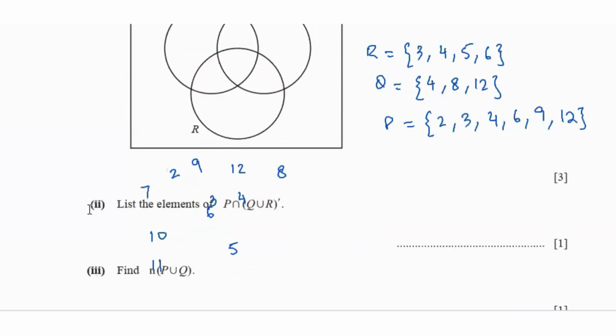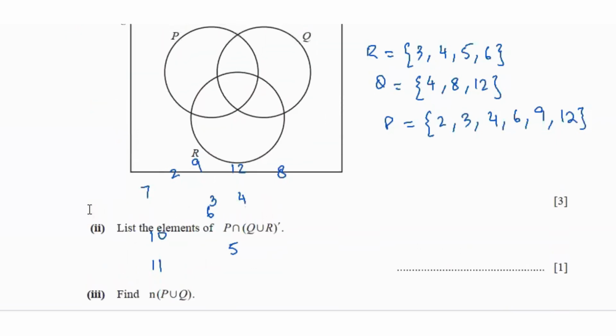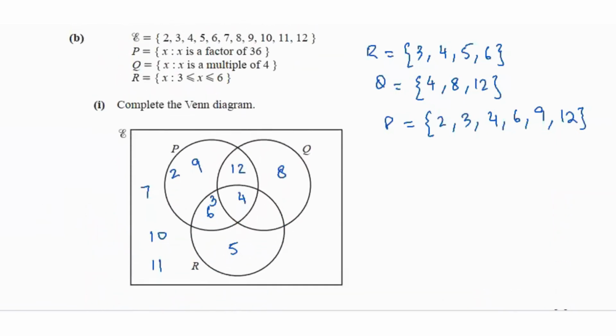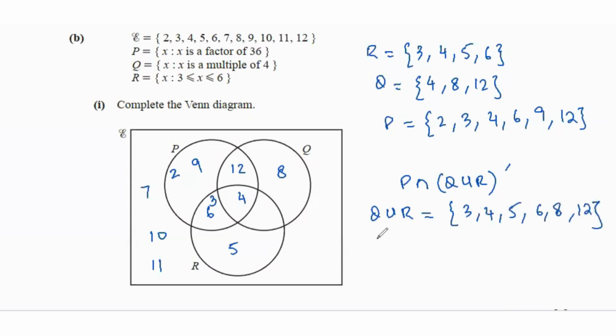Next, what they're asking us to do is list the elements of P intersection (Q union R) complement. So Q union R, first let's write that. Q union R is 3, 4, 5, 6, 8, and 12. So (Q union R) complement is going to be everything that is not in this.